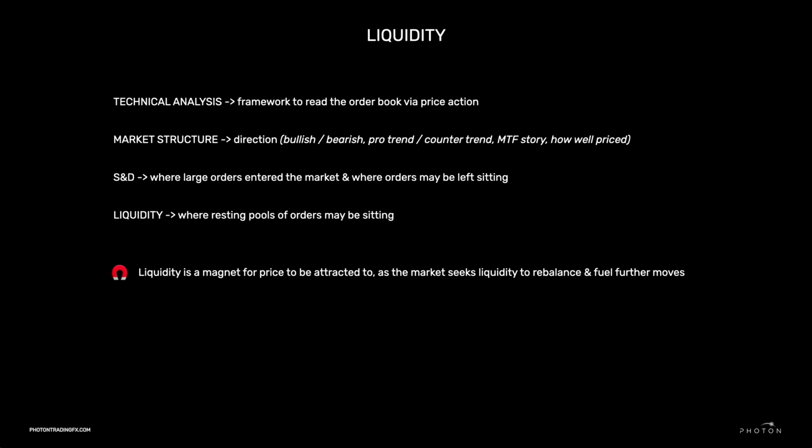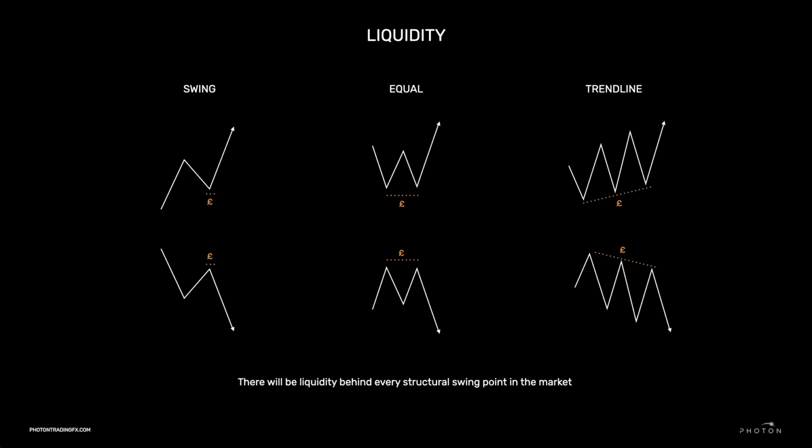But if we are not looking directly at the order book, then how can we actually spot where there is liquidity lying in the market on our price charts? Well, there are three main types of structural liquidity in the market that we're going to be focusing on within our price charts. So if we look at swing structure, or even any sort of structure created in the market, once that market structure has actually been created, whether it's a swing high or a swing low, more than likely there will be orders that are sitting just below the swing low or just above the swing high.